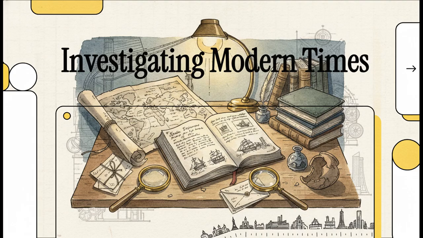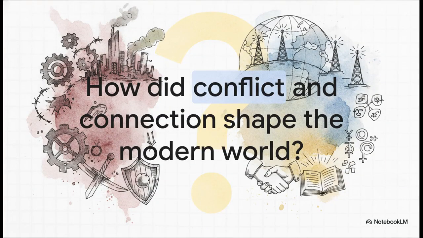We're not just going to sit here and memorize dates. No way. We're building a toolkit to analyze history like an absolute pro. So here's your primary mission for this unit. You need to answer one absolutely massive essential question. How did conflict and connection shape the modern world?